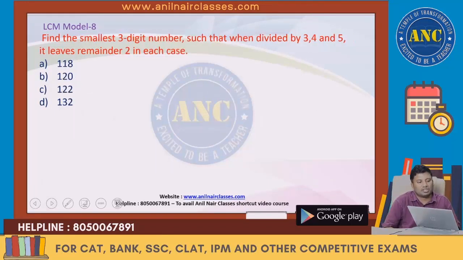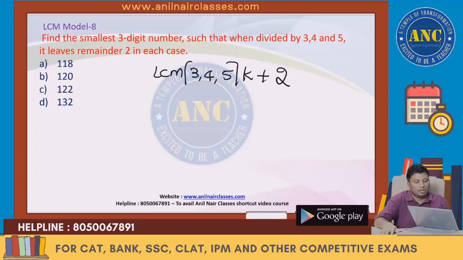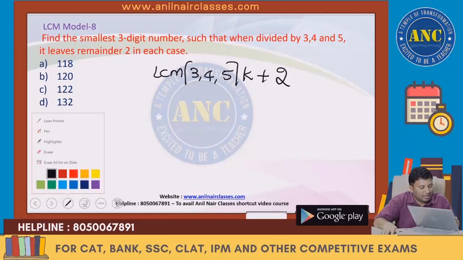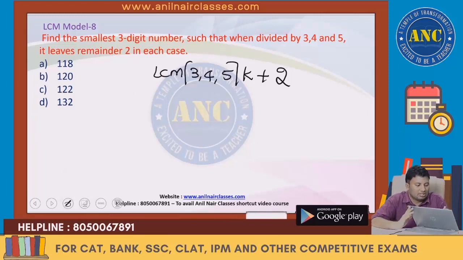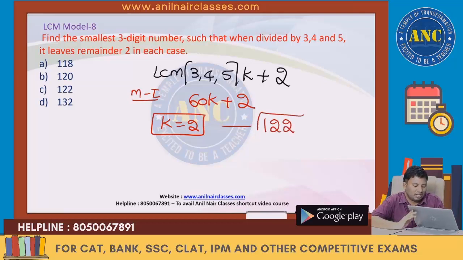Find the smallest 3-digit number which, when divided by the LCM of 3, 4, 5, gives remainder 2. LCM of 3, 4, 5 into k plus 2. This is method 1. Method 1 is 60k plus 2. For the smallest 3-digit number, if I put k value 1, I will get the largest 2-digit number. So answer is 122.